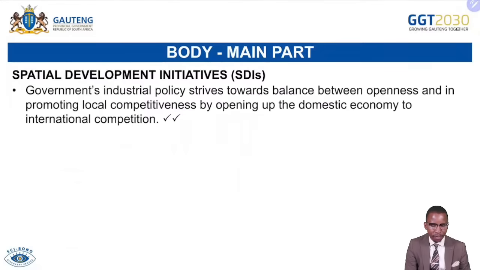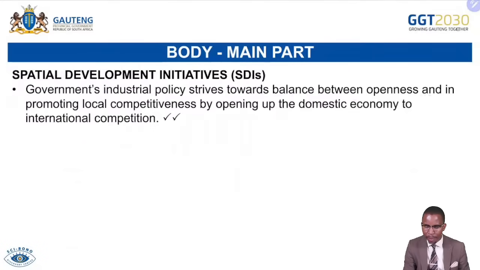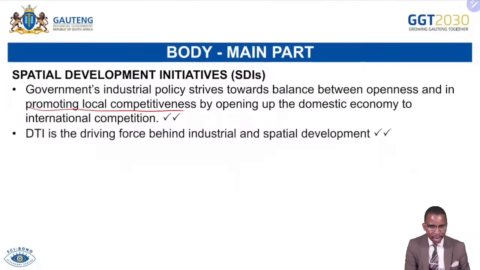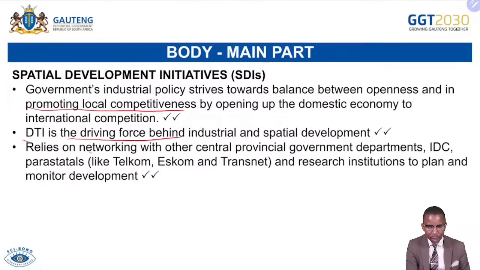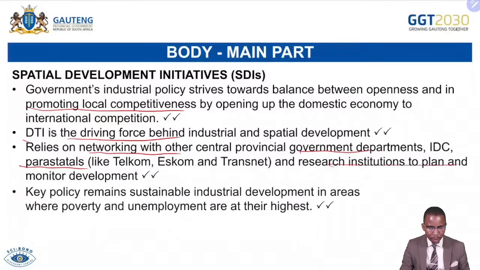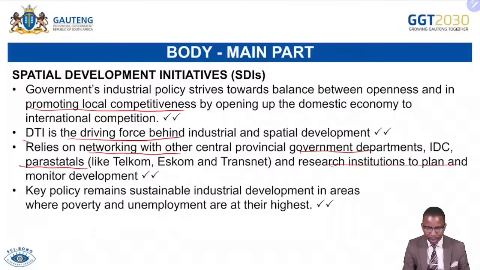We continue. Government's industrial policies strive towards balancing between openness and promoting local competitiveness by opening up the domestic economy to international competition. DTI, Department of Trade and Industry and Competition, is the driving force behind industrial and spatial development. Relies on networking with other central and provincial government departments, IDC, and then parastatals like Telkom, Eskom, and Transnet, and research institutions to plan and monitor development. Key policy remains sustainable industrial development in areas where poverty and unemployment are at the highest.